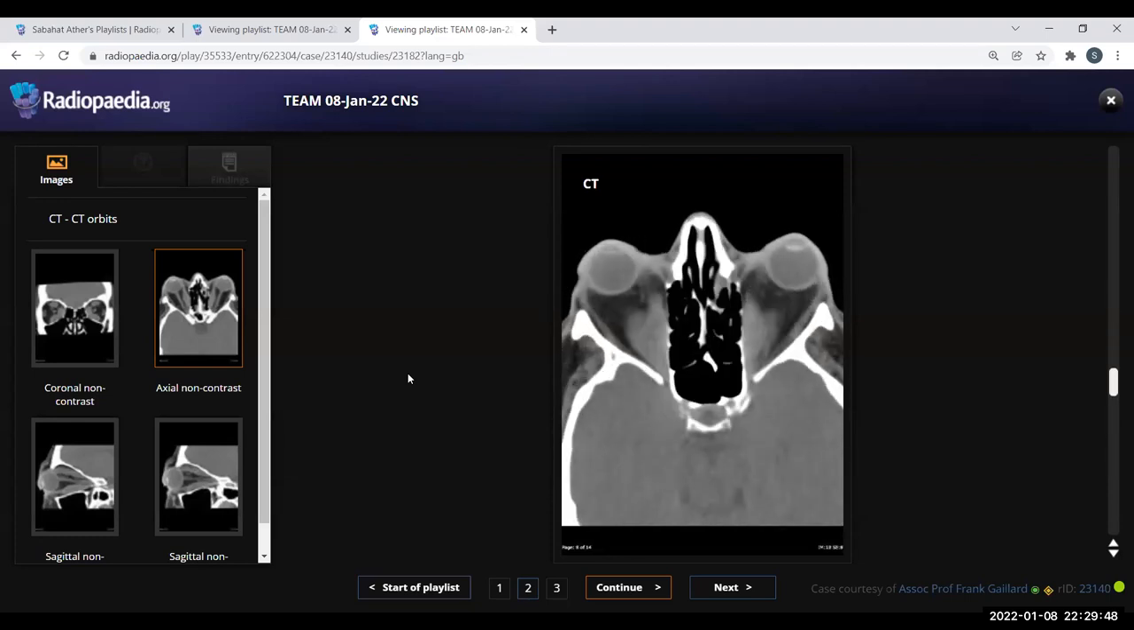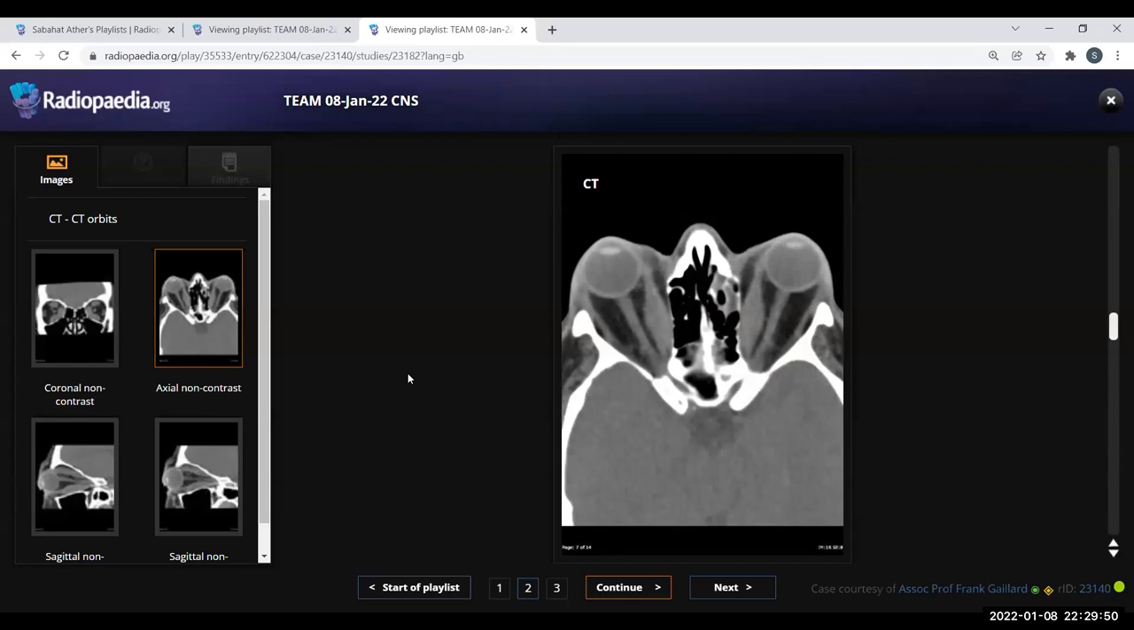Of course, here it is more evident that the musculotendinous connection is not affected, only the muscle bellies. So all of this is keeping with thyroid ophthalmopathy. So what is the importance of the tendinous insertion? What is the differential diagnosis here?